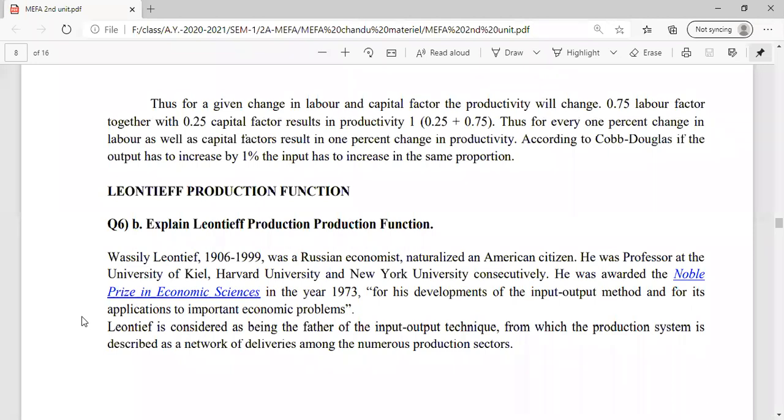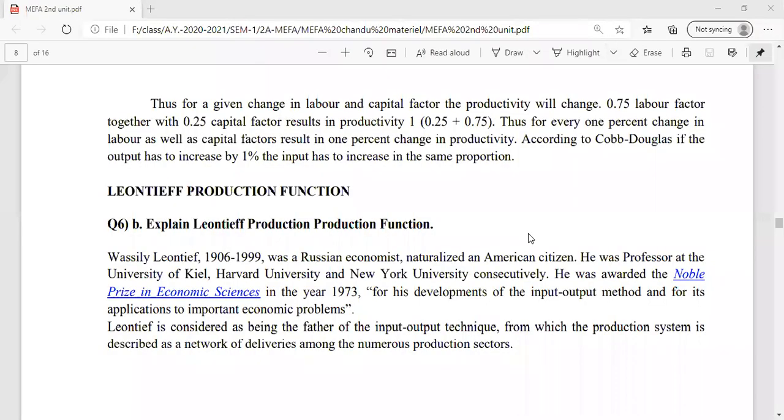So we have one more type of production function called the Leontief production function, which was proposed by the Russian economist Leontief. Okay, this is to give the relationship between the inputs and the outputs.